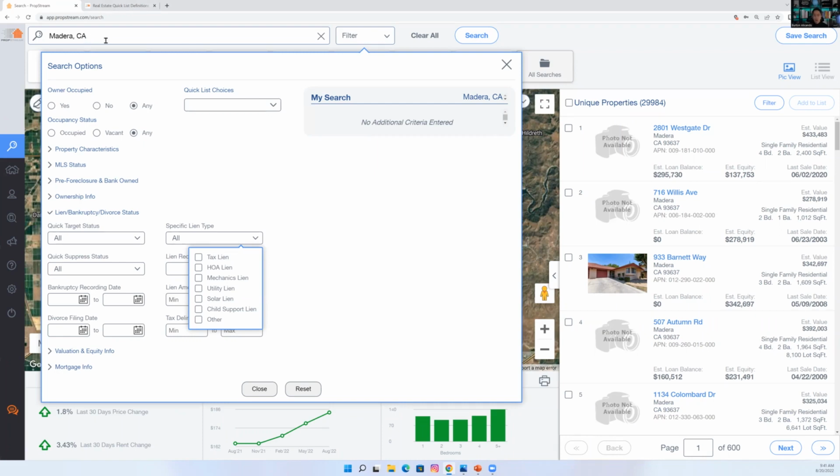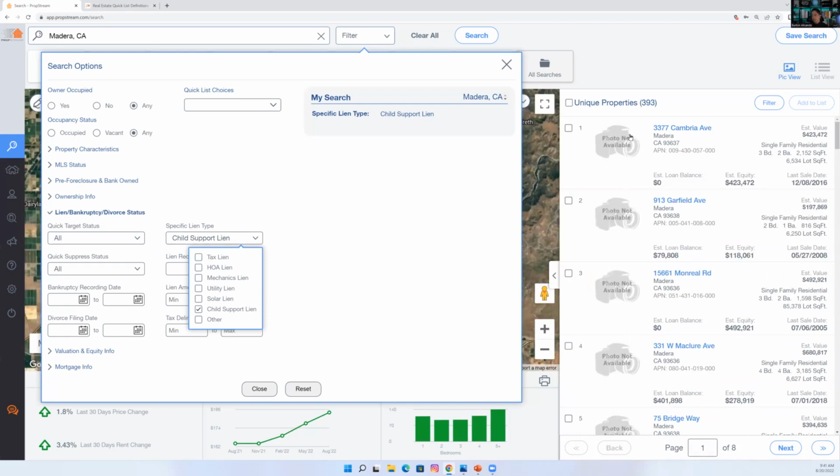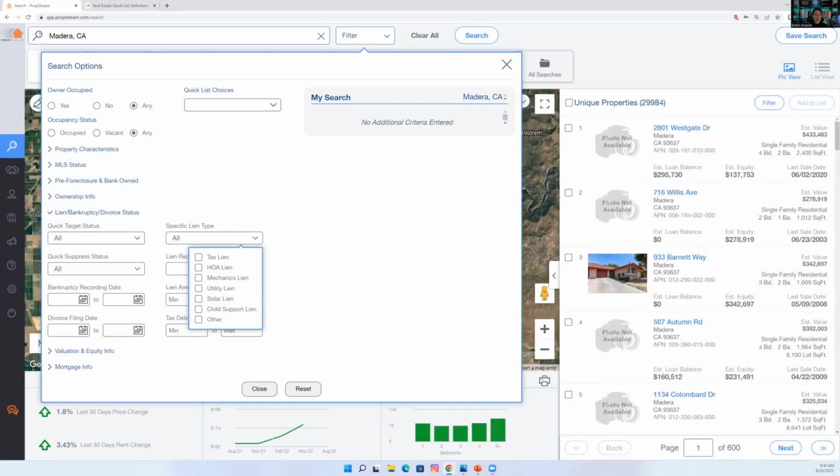So if I wanted to go to Madera and see all the child support liens, here we go, 393 of them. Just apply your equity, off market. Again, the same foundations as most searches are going to be performed.